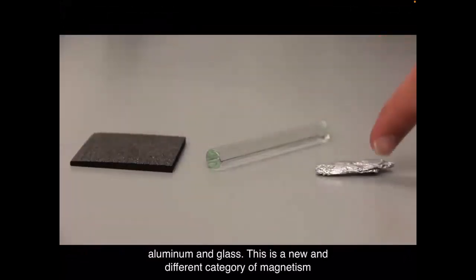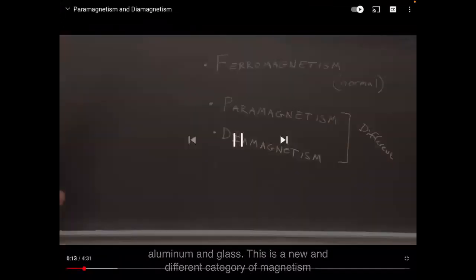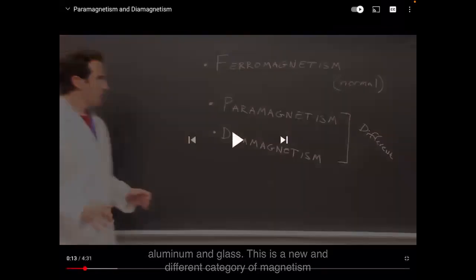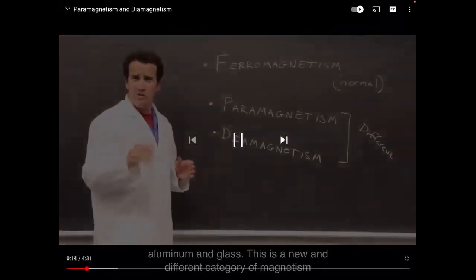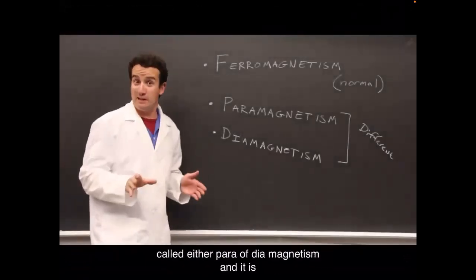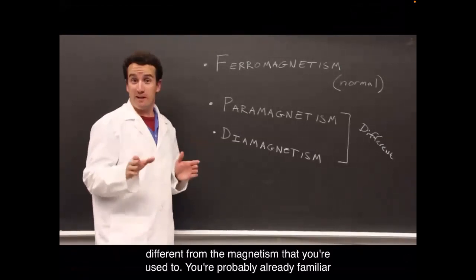And so are graphite, aluminum, and glass. Did you observe what happened to water? When the magnet was taken close to the water sample, what happened to it? It repelled, no? Okay. So we'll see what is the reason for it. This is a new and different category of magnetism called either para or diamagnetism, and it's different from the magnetism that you're used to.